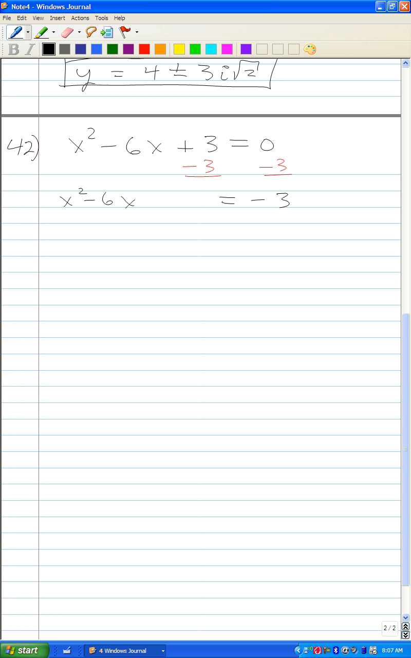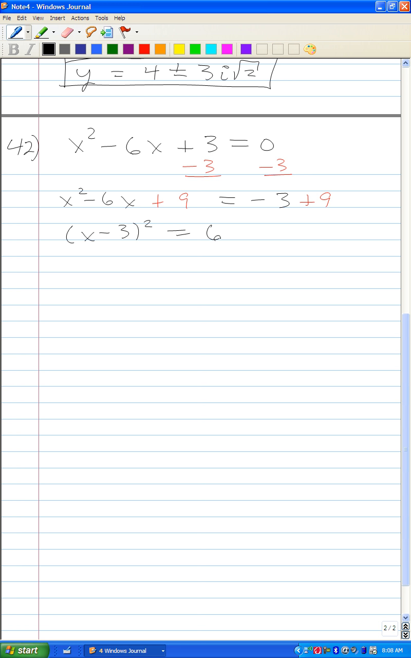So now, since there's a 1 in front of the x squared, I'll take negative 6 divided by 2, which is negative 3. Square that. Negative 3 squared is 9. Let me add 9 to both sides of my equation. Now the left-hand side is just a perfect square trinomial, so I can factor that as x minus 3 quantity squared. 9 minus 3 is 6.